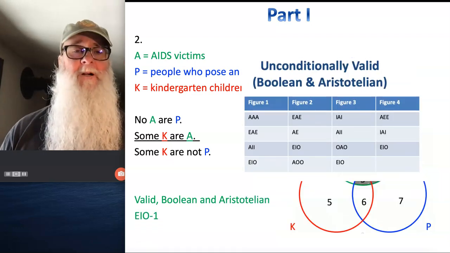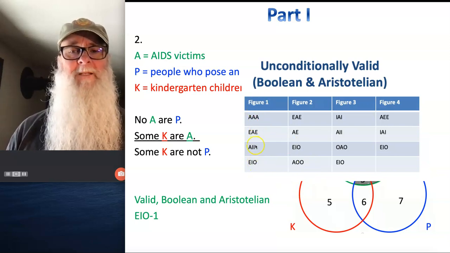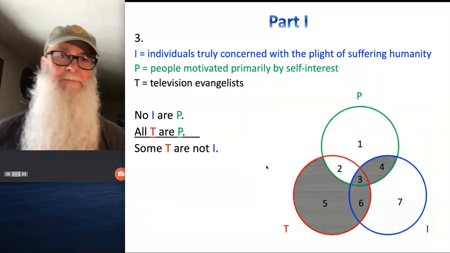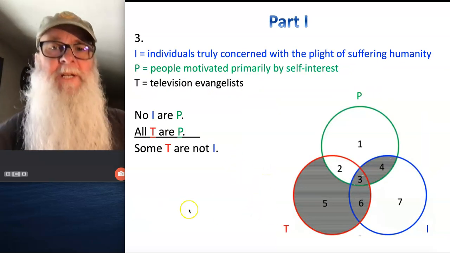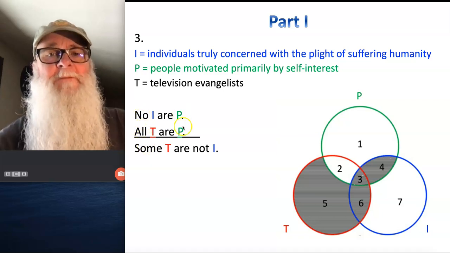And again, we can check our work by consulting our inventory here. On the figure 1 column is EIO. So right on. Number 3. We want to make sure we have an argument in the form of EAO in figure 2.